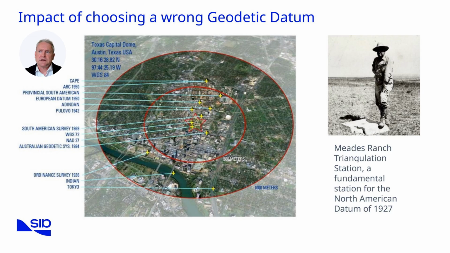This picture is an illustration of all the possible locations that the Texas Capitol Dome could be based on the chosen geodetic datum. For instance, an error of more than 500 meters could result if the Ordnance Survey 1936 datum is chosen instead of the WGS 84 datum. The pictorial assumes the global datum, WGS 84, is at the center of the circle. The picture on the right shows Meade's Ranch Triangulation Station, a fundamental station for the North American Datum of 1927, NAD 27.